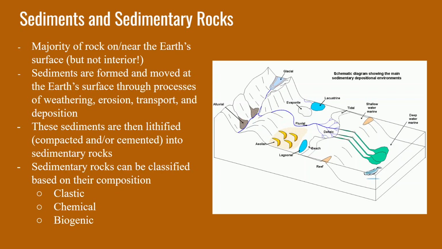And sedimentary rocks can be broadly classified into three different categories based on their composition. And those are clastic, chemical, and biogenic. Some people use slightly different variations of these categories, but we're going to go with these ones today.